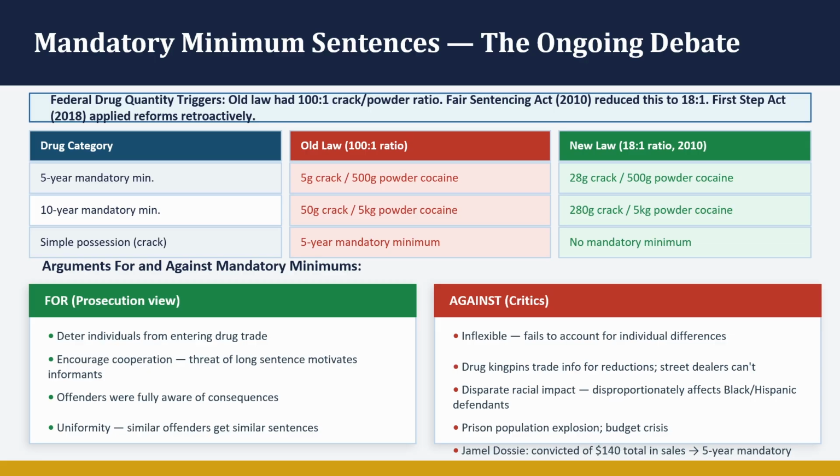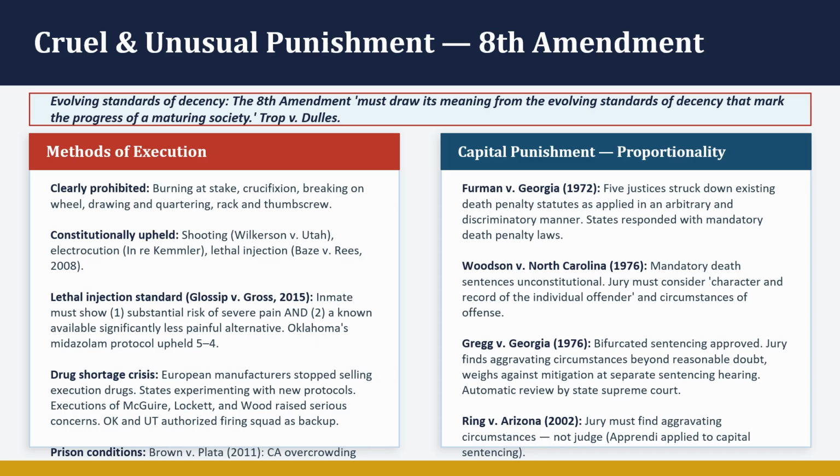The other major problem is prosecutorial manipulation. Drug kingpins who have information to trade can negotiate their way to reduced sentences. Low-level street dealers with nothing to offer have no leverage. The law that was supposed to target the leadership of drug organizations falls hardest on those at the bottom.